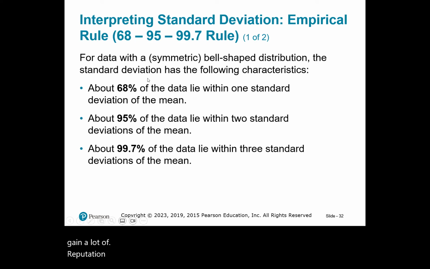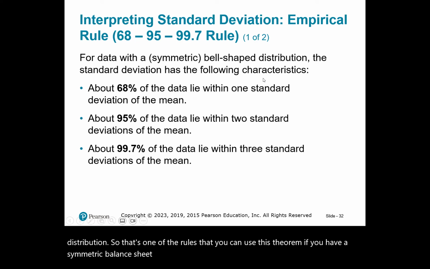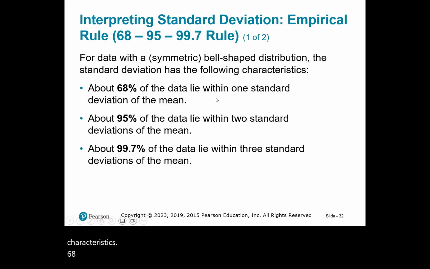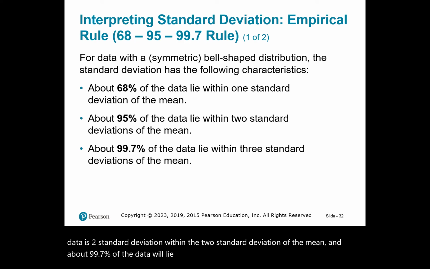What this theorem says is that if you have a symmetric bell-shaped distribution, which is the condition for using this theorem, the standard deviation has the following characteristics. 68% of the data is within 1 standard deviation of the mean. 95% of the data is within 2 standard deviations of the mean. And about 99.7% of the data will lie within 3 standard deviations of the mean.